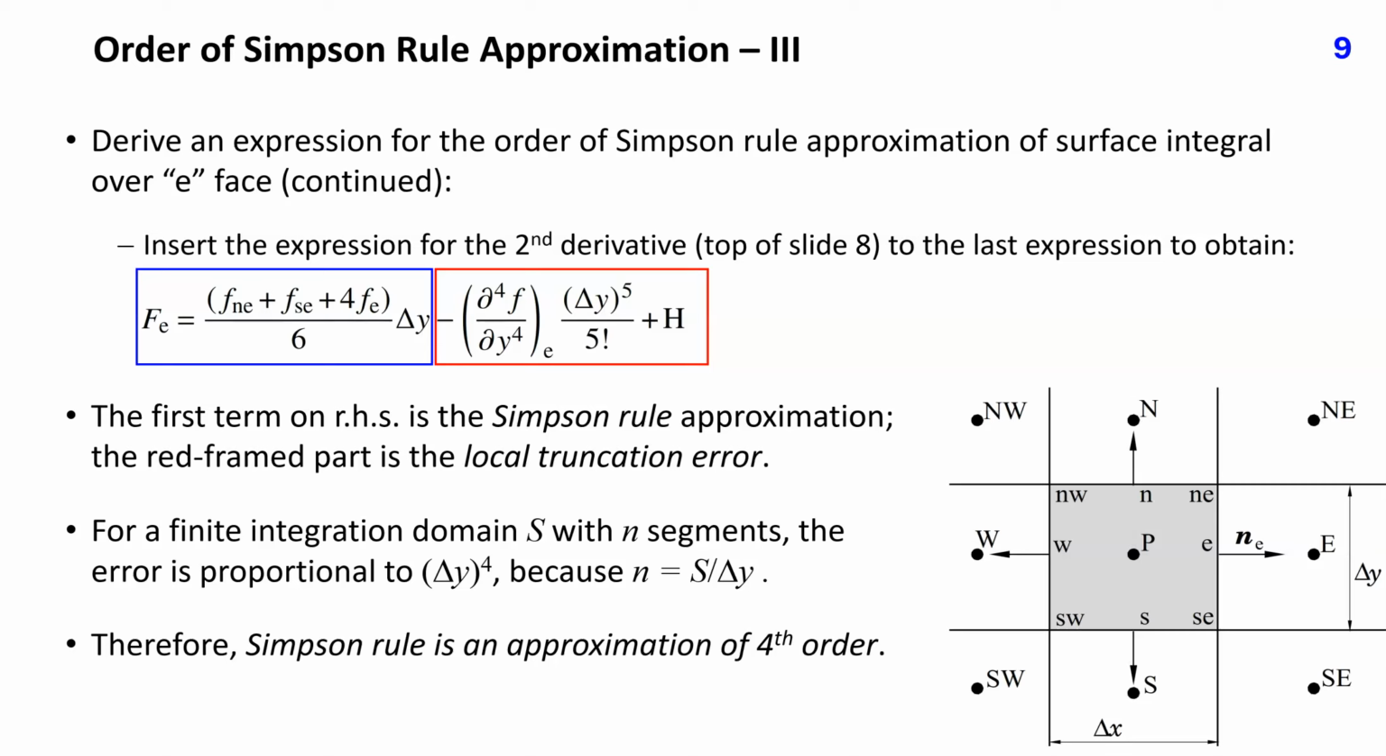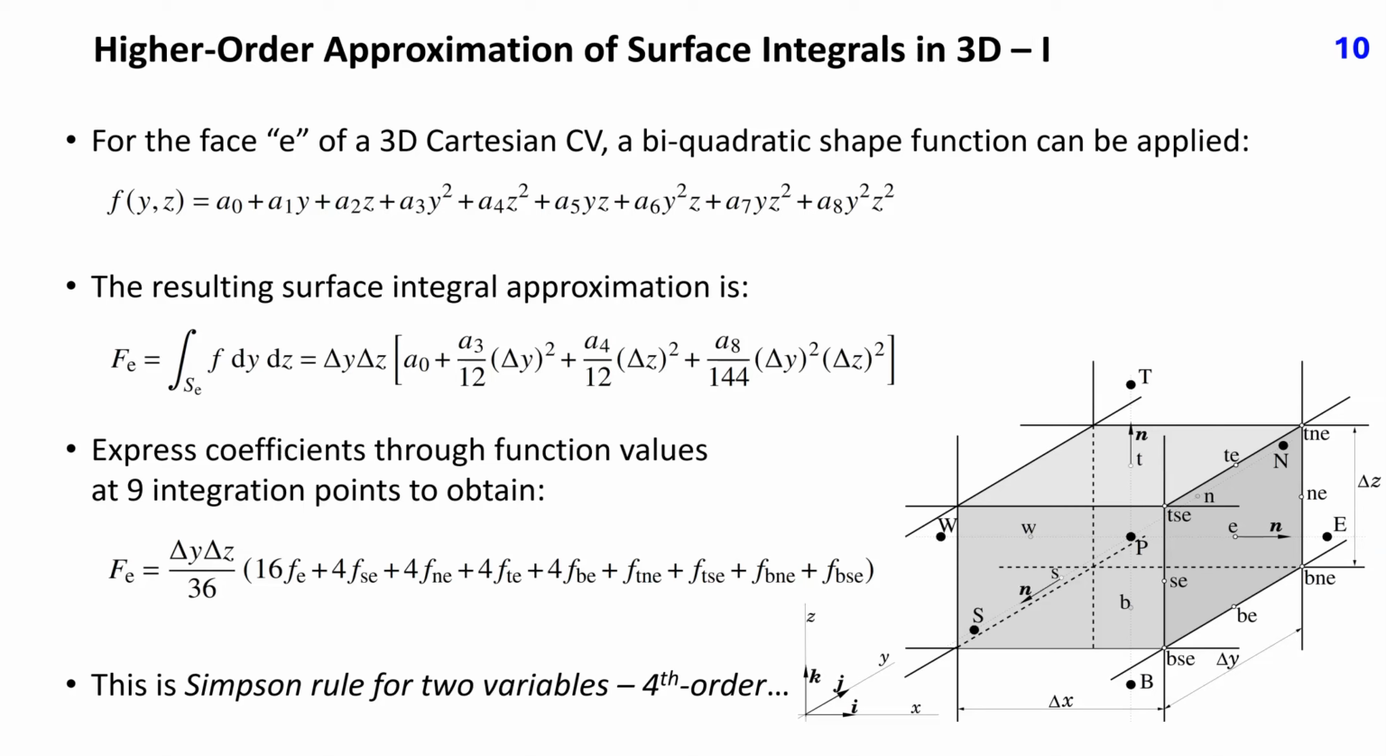It is interesting that the assumption of a linear variation of the function f led to the second order midpoint rule, while the assumption of a quadratic variation leads to the fourth order Simpson rule, isn't it? The increasing complexity of the integral approximation from second to fourth order is not too large in 2 dimensions, but let us see what happens when we consider 3-dimensional grids. In the case of a 3-dimensional grid, surface integrals require integration in 2 coordinate directions.